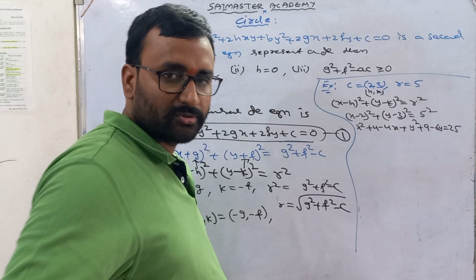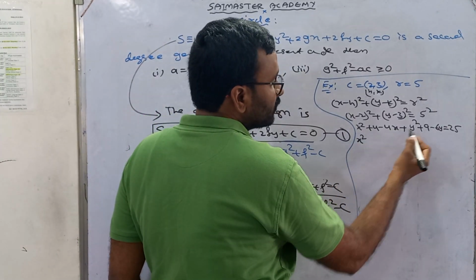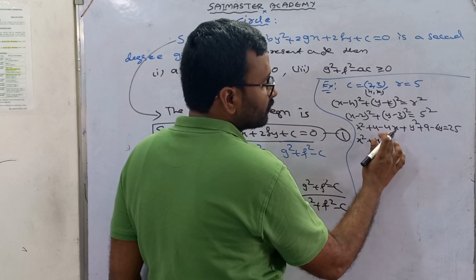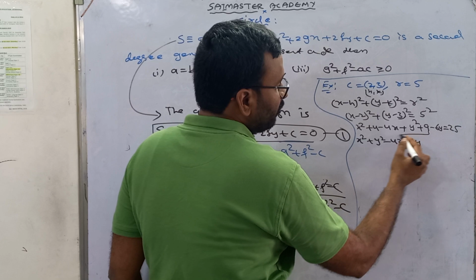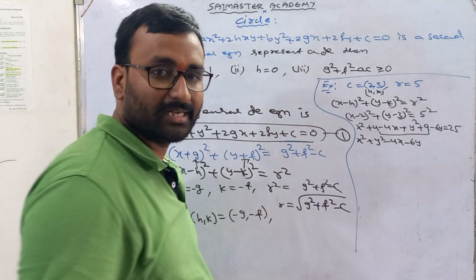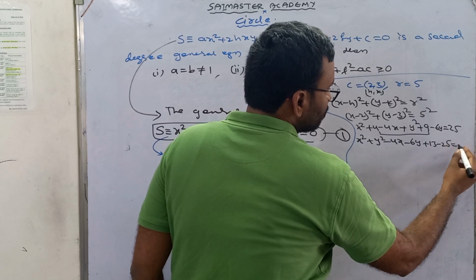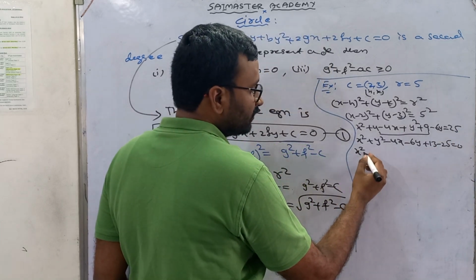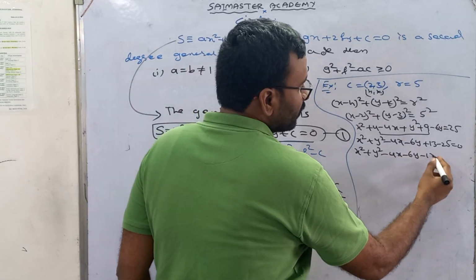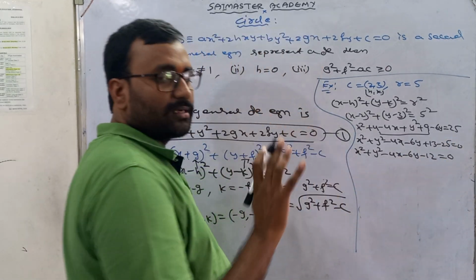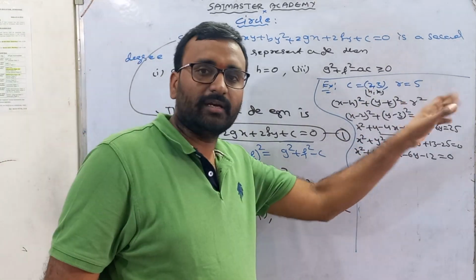Now one more step to get the perfect equation. First write x square, then y square, and then the x term, minus 4x, then the y term, minus 6y, and now 9 plus 4 which is 13, plus 13 minus 25 equal to 0. Taking this, you will get the final equation: x square plus y square minus 4x minus 6y minus 12 equal to 0. This is the equation of the circle with center 2, 3 and radius 5.